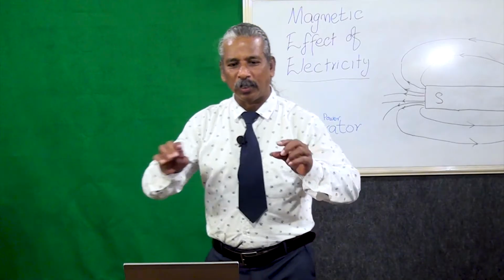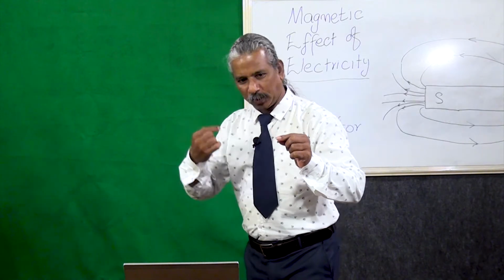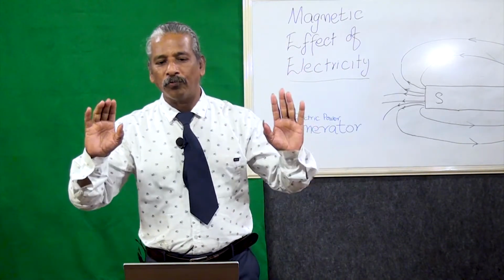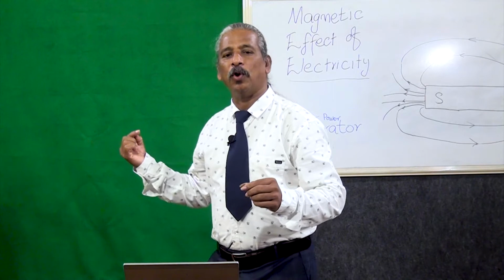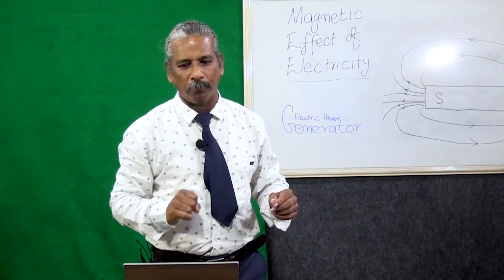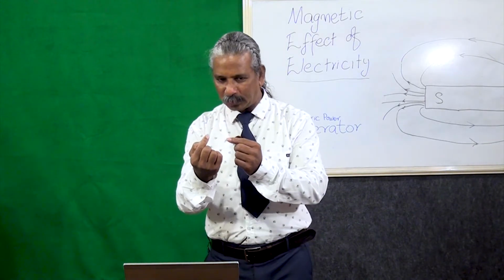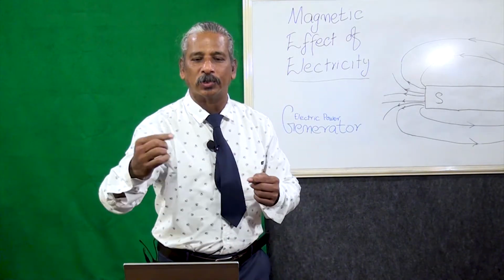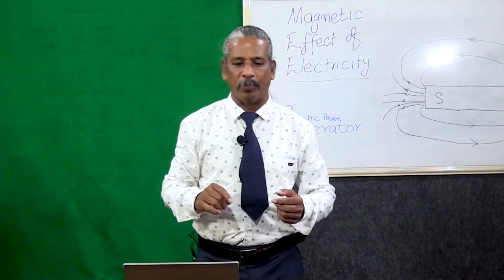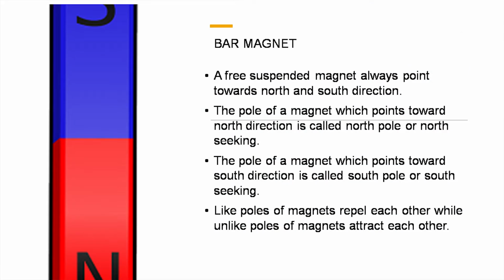Properties of a magnet we have to see. A freely suspended magnet always points towards the north direction and south direction. The pole of a magnet which points towards the north direction is called the north pole or north seeking. The other end, which is seeking the south, is called the south seeking or the south pole of the magnet. Like poles will repel and unlike poles will attract. Those are the properties of a magnet.